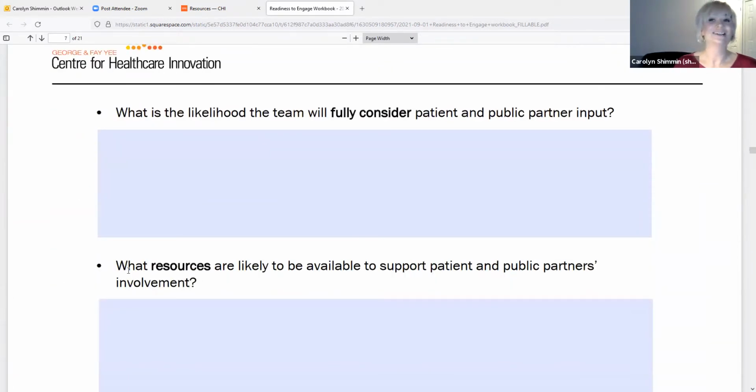What is the likelihood the team will fully consider? Again, this is another piece. Like, are we fully going to be open? What if we have suggestions to move in a different direction? How adaptable are we? How open are we to receiving feedback that may challenge some of our thoughts or some of our ideas around the research process?